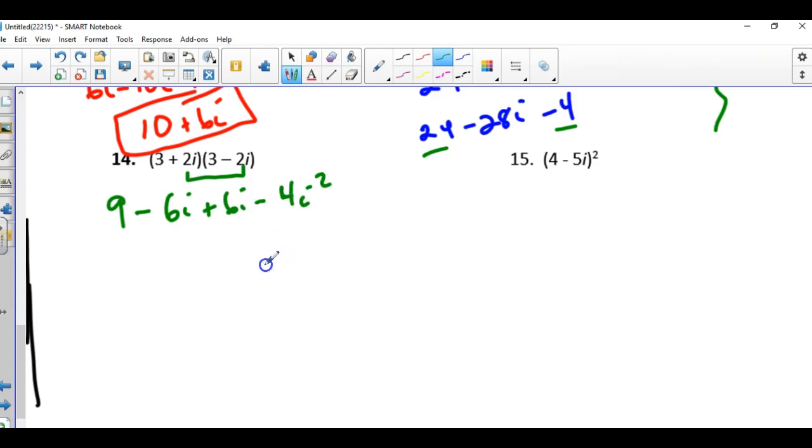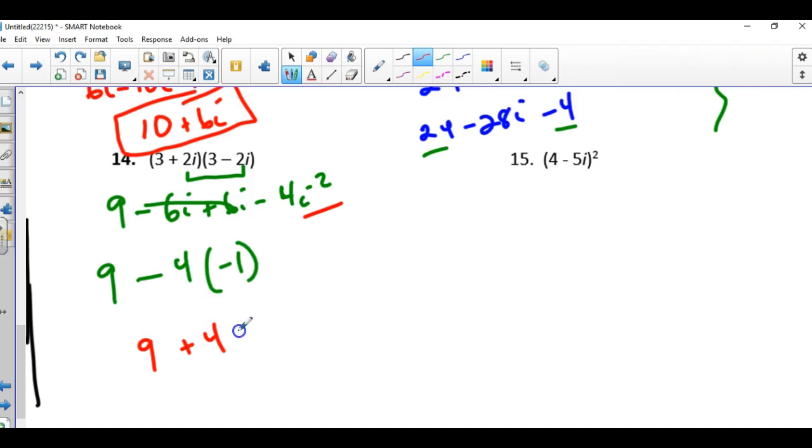Okay. Now, simplify. 9. Right here I have negative 6i plus 6i. Those are going to cancel. And then I have negative 4 times i squared. Well, that's negative 4 times negative 1, because remember again, this i squared is negative 1. Negative 4 times negative 1 is positive 4. So 9 plus 4 is 13.